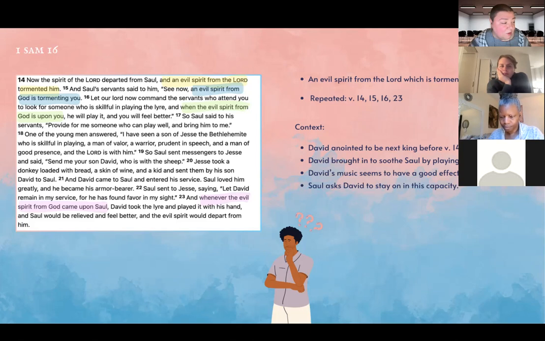Jesse took a donkey loaded with bread, a skin of wine, and a kid, and sent them by his son David to Saul. And David came to Saul and entered his service. Saul loved him greatly, and he became his armor-bearer. Saul sent to Jesse, saying, Let David remain in my service, for he has found favor in my sight. And whenever the evil spirit from God came upon Saul, David took the lyre and played it with his hand. And Saul would be relieved and feel better, and the evil spirit would depart from him.